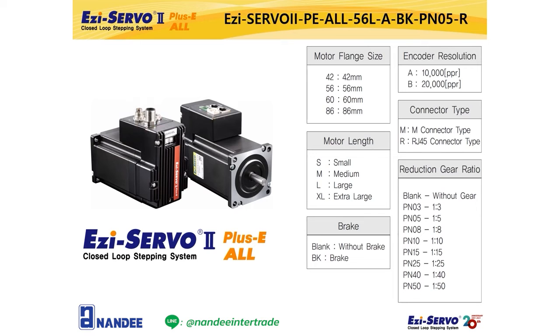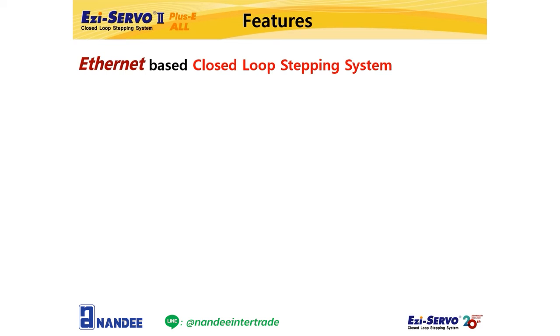Gearbox and brake specifications are also available. Gearboxes are planetary gearboxes, and gear ratio can be selected as shown in the table. The brake is a non-excitation type that activates when the power goes off. For example, you can use it to prevent the Z-axis load from falling. Please refer to the catalog for details. Next, let's check the features of Easy Servo 2 plus E-All products.